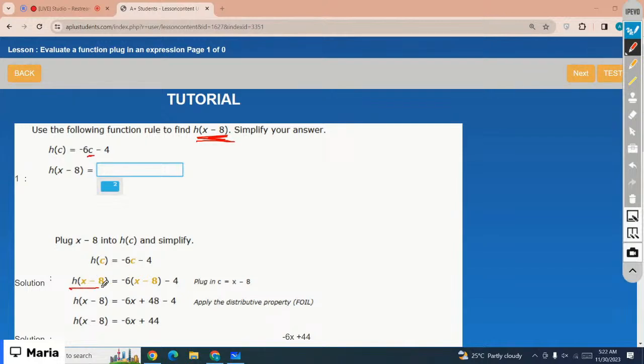You have h of x minus 8, so replace the c with the x minus 8 as this negative 6 times x minus 8, right? So just evaluate the function, you have to do negative 6 times x, that is negative 6x. Then you have to do negative 6 times negative 8, that is positive 48, right? Just collect the like terms. 48 minus 4 is 44. So that means when you replace c with x minus 8, the value of the function is negative 6x plus 44, right?